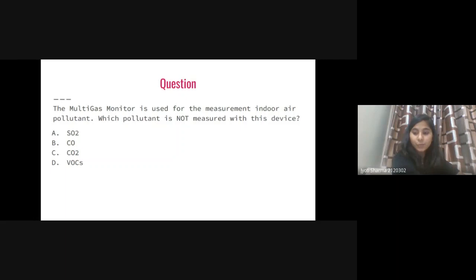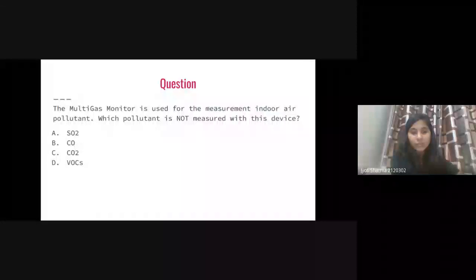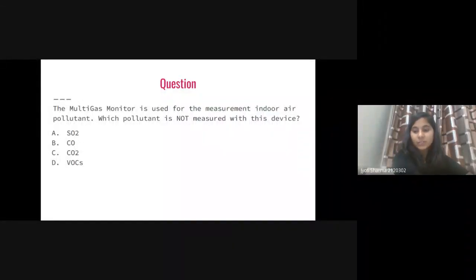So we have one instrument without using any chemicals that we were using in the laboratory. We have just one instrument that is known as the multi-gas monitor. We will keep that instrument in our house so that we can measure some pollutants at our house. So what pollutant can't we measure using that multi-gas monitor?